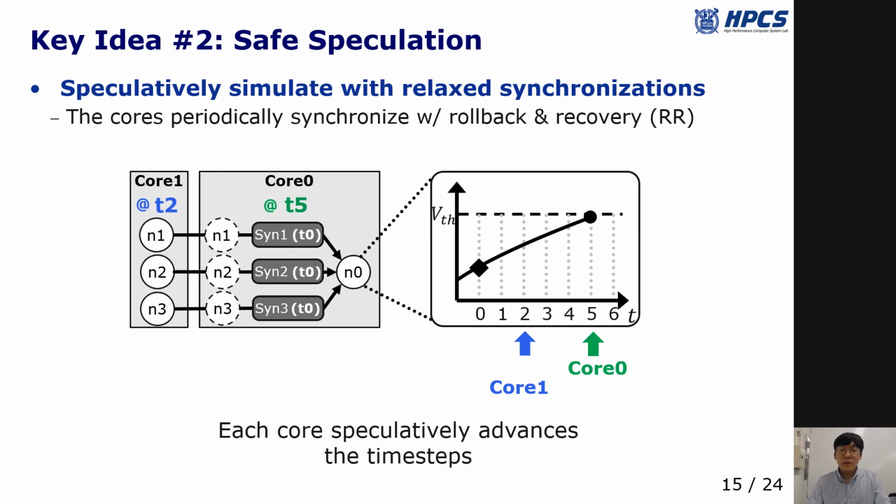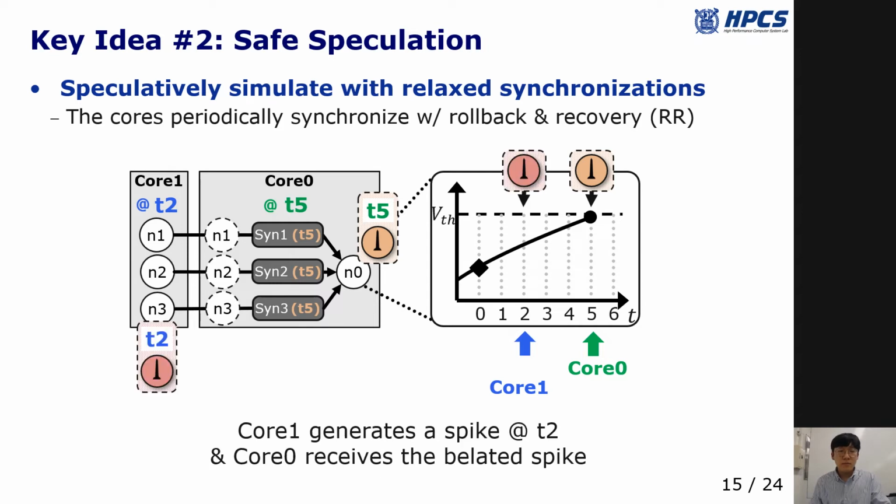Then, the core speculatively advances the time step, so in this case, core 0 advances to T5, while core 1 advances to T2. At T5, neuron 0 fires a spike, and the fan-in synapses are updated. Then, neuron 3 in core 1 fires a spike at T2. In this case, core 0 receives the belated spike, which should have arrived at T2, and the core detects the misspeculations.